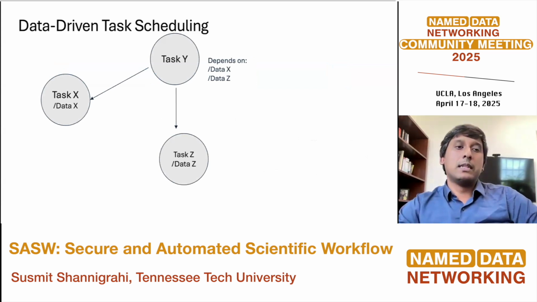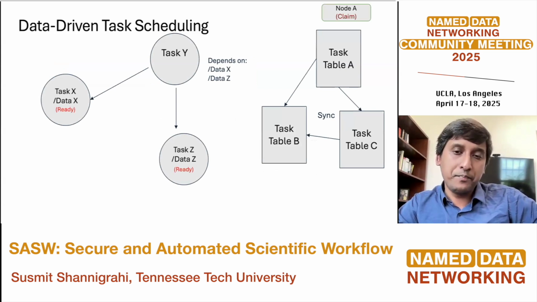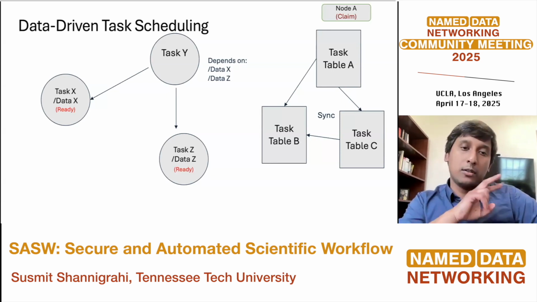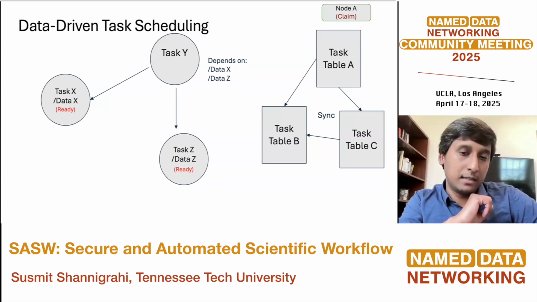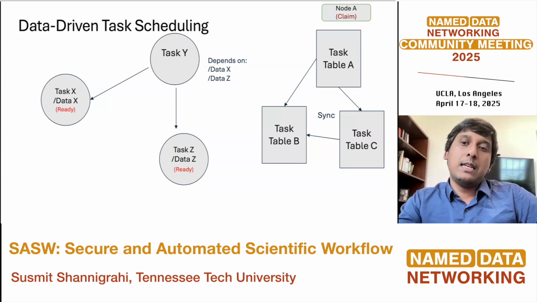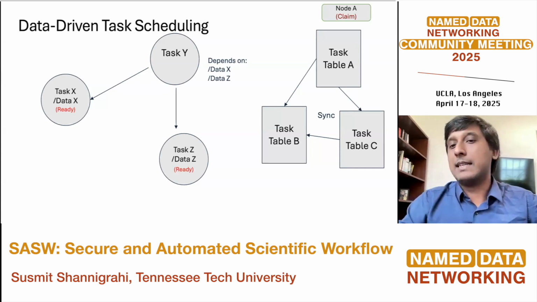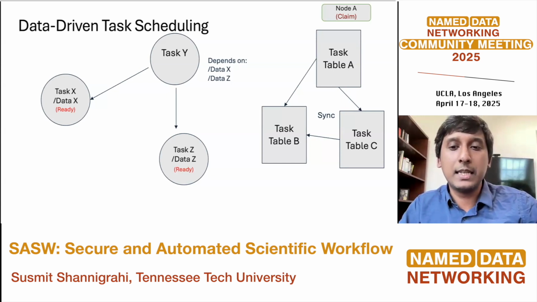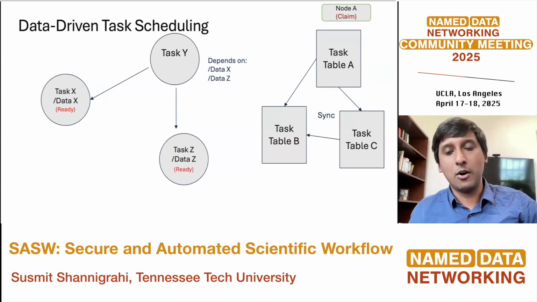So here is an example of data-driven task scheduling. You have task Y, which is dependent on task X and Z. Now, when task X produces data X, it toggles a flag saying that data X is ready. Same with task Z, it toggles a flag saying that data Z is ready. And at that time, task Y becomes ready. The node in this example, node A, looks at the task table, says, oh, I see there's a task available for me to do, claims it, and then sends a notification to the other nodes saying that I have claimed this and am executing this. And this continues until all the steps are done.